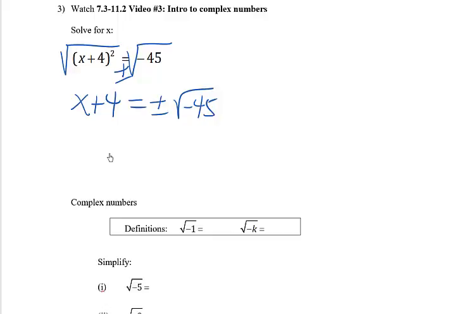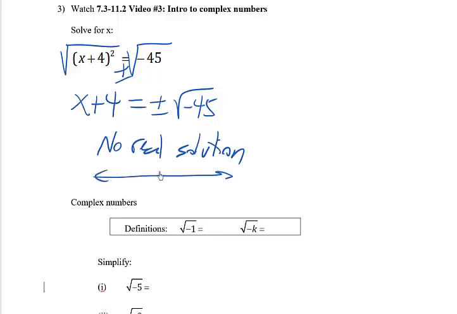What do I mean by that? Well, technically what we'd be saying here is there is no real solution. By real, we simply mean you could not find a number on the real number line, the number line that we make often, that makes this equation true. There is no such thing on the real number line as the square root of negative 45.